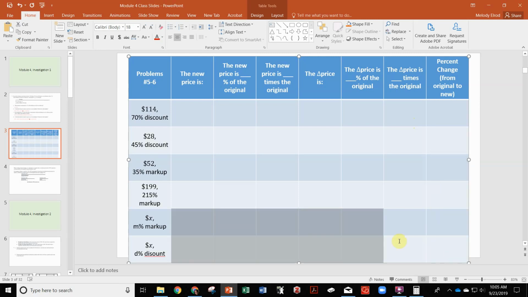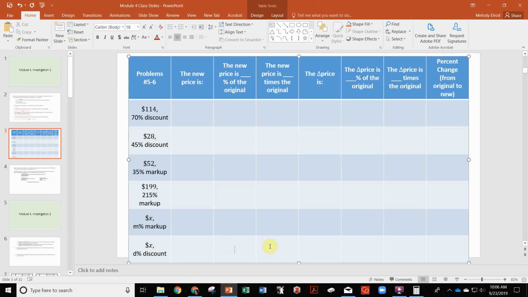but I do want you to think about these last 2 rows, which are not in your textbook. So you may need to add a sticky or something if you're going to use your textbook instead of the handout. These last 2 rows deal with some what ifs, right? If the price was X dollars and we had an M% markup, or if the price was X dollars and we had a D% discount, how would you calculate those values? And think if you can use some reasoning to figure out some generalized way to talk about that.